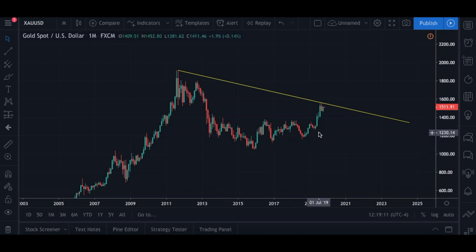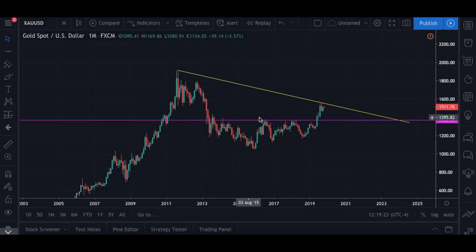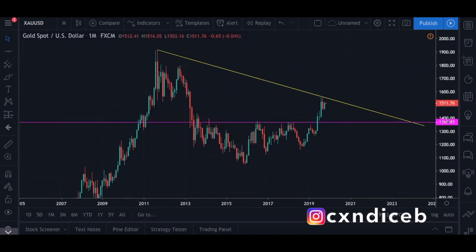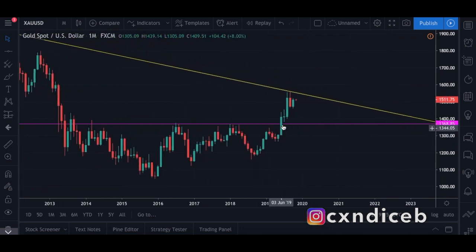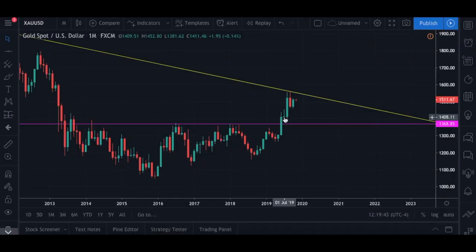Now it's kind of broken out of that consolidation, which was kind of right here in this area, and I'll just use a horizontal line to give you a visual. In this area here there was consolidation, and as you can see, in July 2019, this past summer, it broke out of that. If I zoom in, it broke out and created this exhaustion wick when it closed and opened again, this was June's candle.